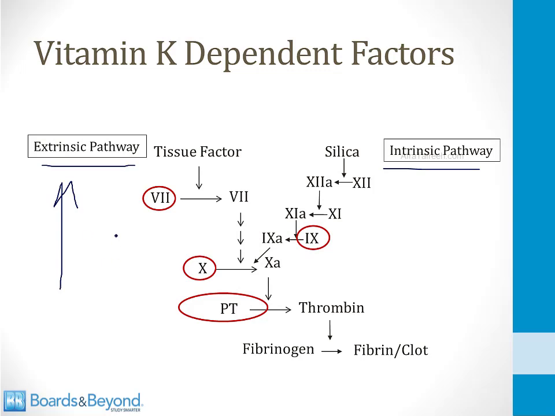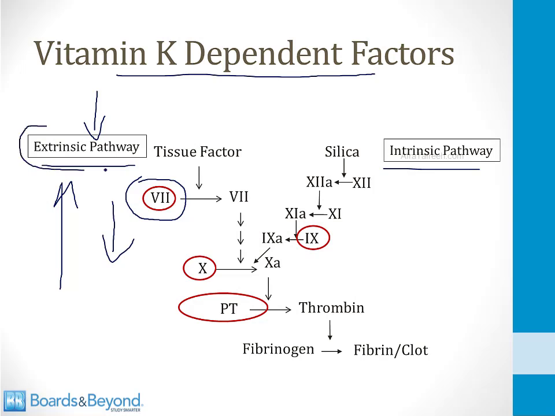Well, the reason is because factor 7, shown right here, which is part of the extrinsic pathway, has the shortest half-life of all the vitamin K dependent factors. This means that factor 7 will be the first level to fall after a patient begins taking warfarin. Therefore, the extrinsic pathway in the PT test is much more sensitive to the effects of warfarin.